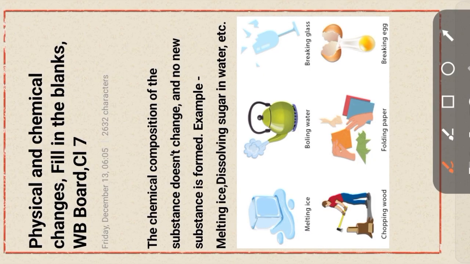My dear viewers, now we will discuss fill in the blanks based on physical and chemical changes for West Bengal Board Class 7. In a physical change, the chemical composition of the substance does not change and no new substance is formed. For example, melting of ice, dissolving sugar in water, etc.